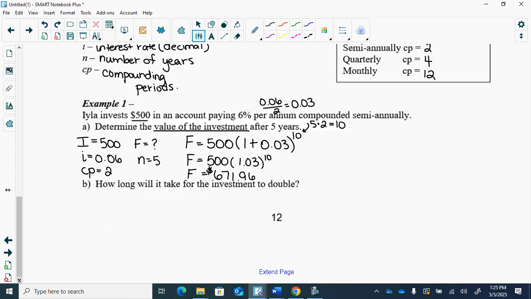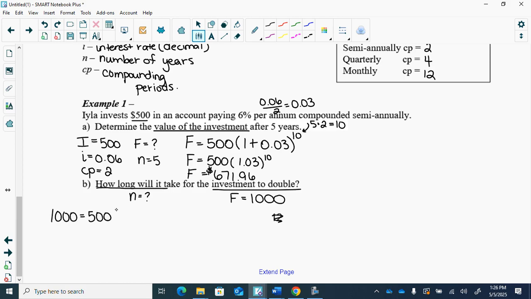Down here it says, how long will it take? So they want n for the investment to double. So what's our final going to be? She's only going in with 500. Okay, are we paying attention? All right. So, what is our final? Our final is 1,000. What's our initial?